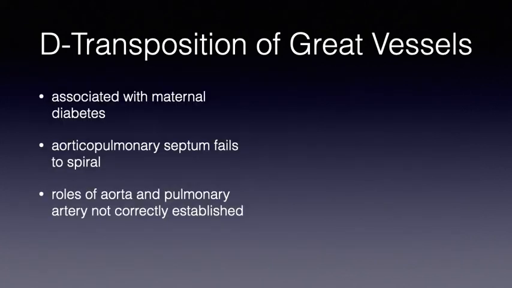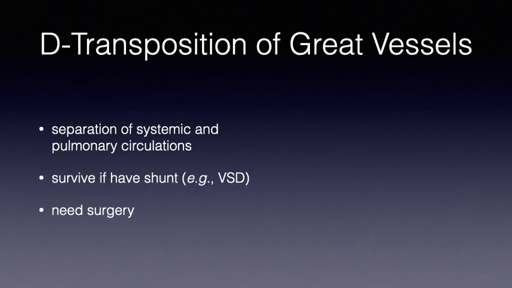Okay, let's tie it all up. Dextrotransposition of the great vessels is associated with maternal diabetes. The embryologic pathophysiology is that the aorticopulmonary septum fails to spiral. As such, the aorta and pulmonary artery don't do their correct jobs. And we get a pulmonary circulation that's just separate from the systemic circuit. If the patient has a shunt, like a ventricular septal defect, the patient can survive, but they will need surgical correction.